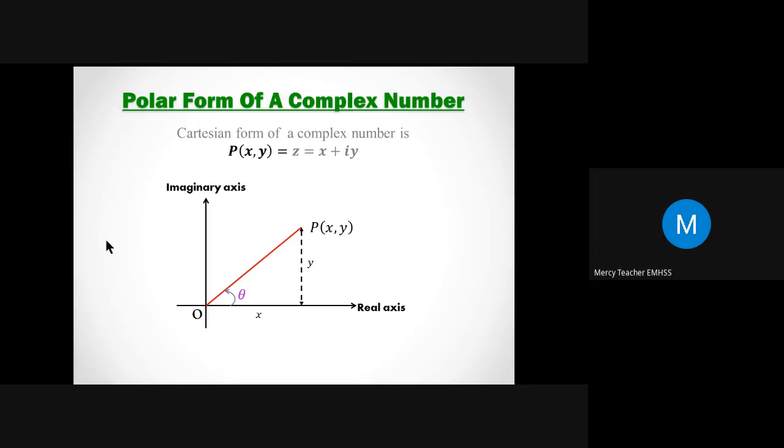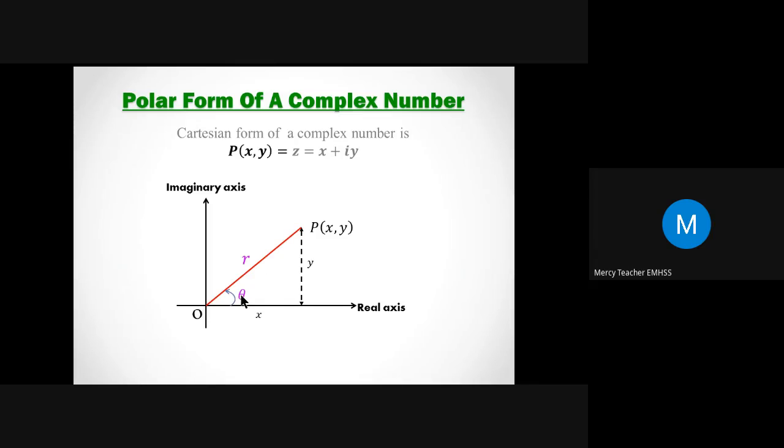Okay, so the first is theta. Theta is nothing but the angle between the real axis and the distance from the origin to the complex number OP. Okay. So what is theta? Theta is the angle between the real axis and the distance from the origin to the complex number. So this is theta. And the next is r. R is nothing but the distance from the origin to the complex number.